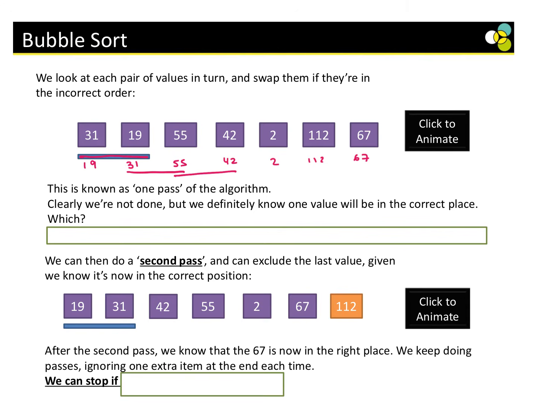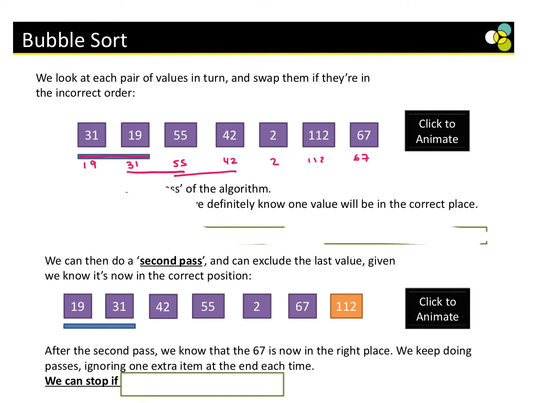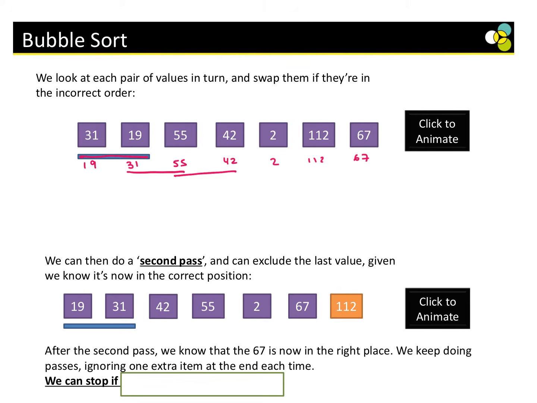So essentially, let me just... This was built for PowerPoint, but here we go. Make a bit more room. So now I'd look at 55 and 42. 19, 31, no swap. 42, 55, 2, 112 and 67.